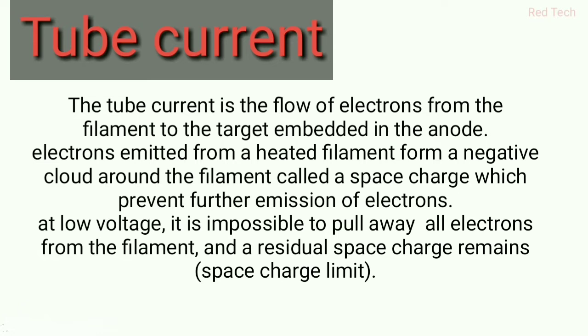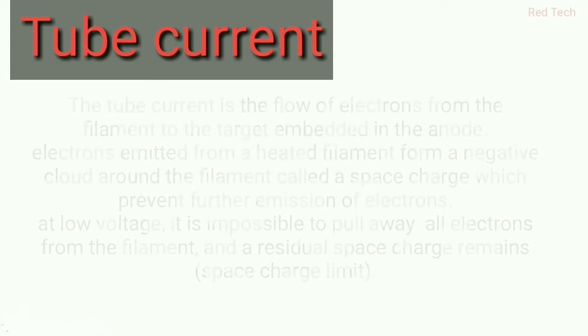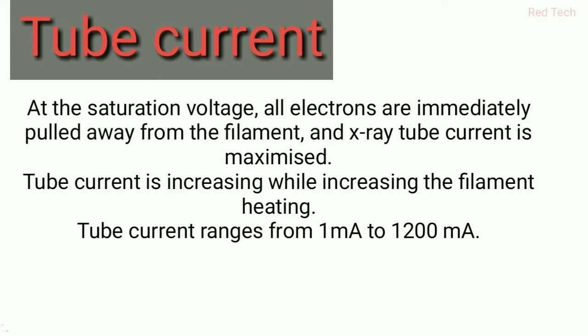But to prevent further emission of electrons, there is a negative cloud around the filament, that is basically called space charge. So now moving to saturation voltage, our electrons are immediately pulled away from the filament. At saturation voltage, electrons go away from the filament and the X-ray tube current is maximized.